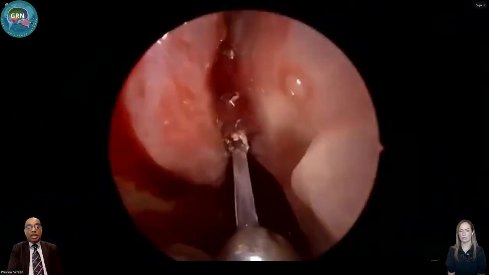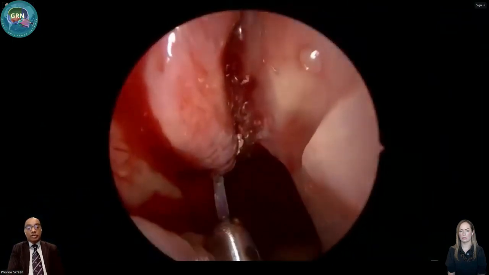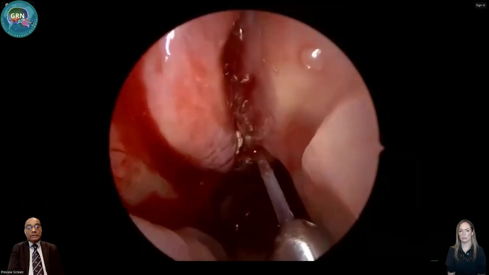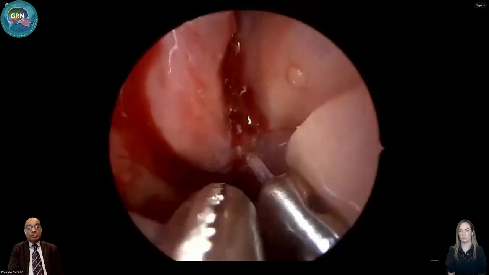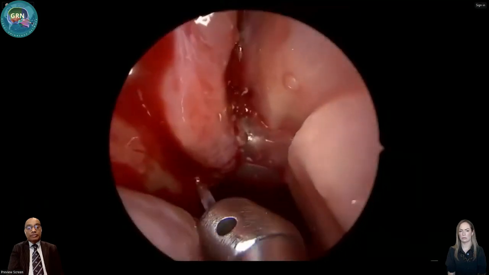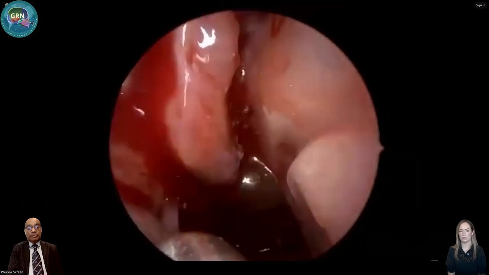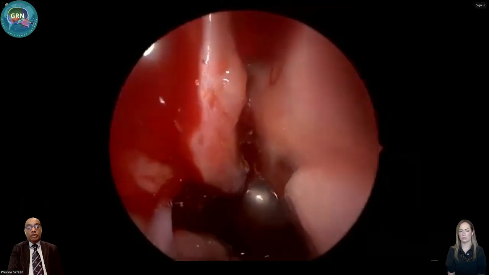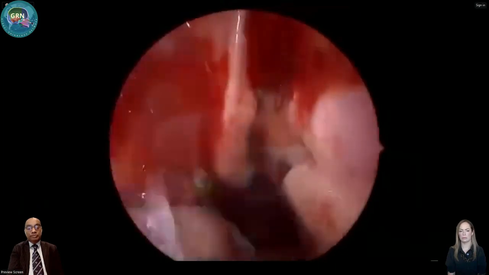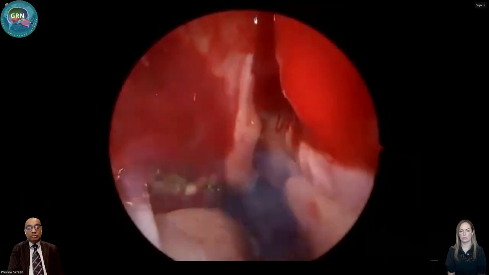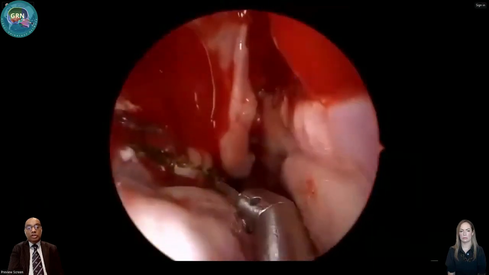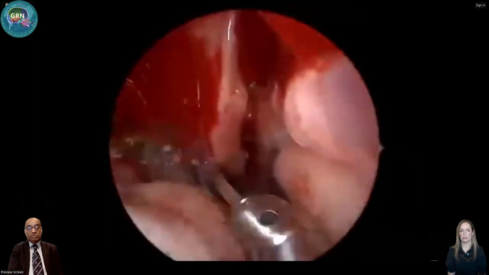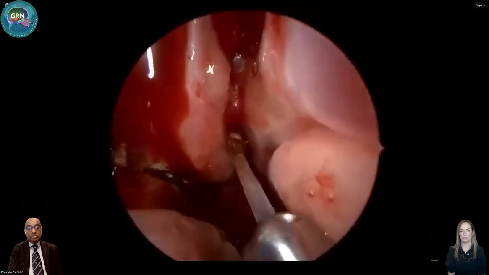So is there a plan to send any frozen sections today during the surgery? Yes, of course. We have the pathologist with us in the OR, and we send generally 10, 15 frozen sections during the surgery to be sure that the resection will be a free-margin resection.